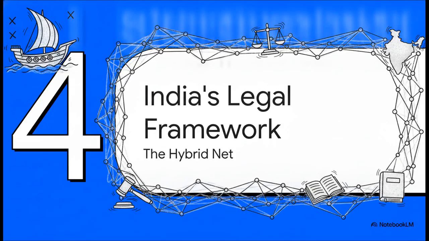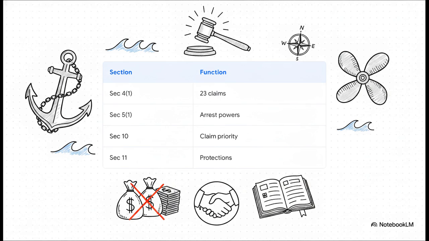Which brings us to Section 4, India's statutory legal framework, what we like to call the hybrid net. India sits in a really fascinating position because it hasn't ratified either the 1952 or the 1999 international conventions. Instead, it created a highly sophisticated hybrid net through its Domestic Admiralty Act of 2017, consolidating a bunch of confusing colonial-era laws into a single modern framework.